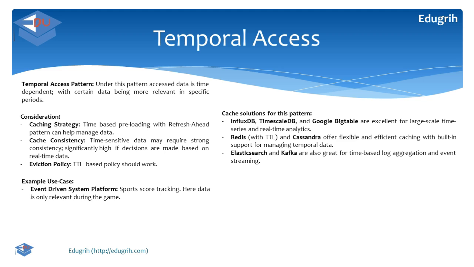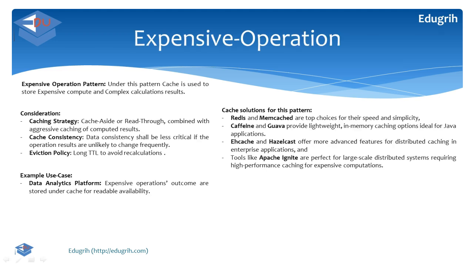Cache solutions for this particular pattern: InfluxDB, TimeScaleDB, and Bigtable again come into picture. Redis with TTL and Cassandra offer flexible and efficient caching with built-in support for temporal data. Elasticsearch and Kafka are also time-based log aggregation and event streaming platforms and help in this particular temporal access.